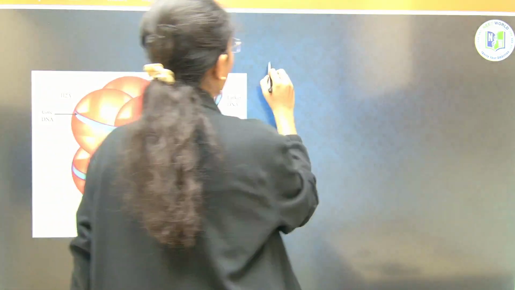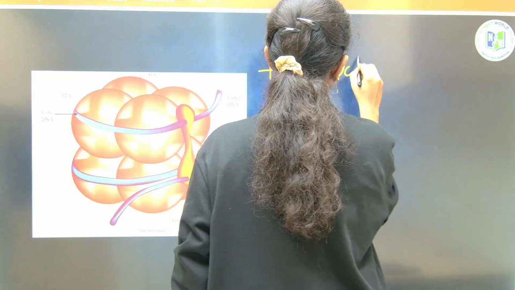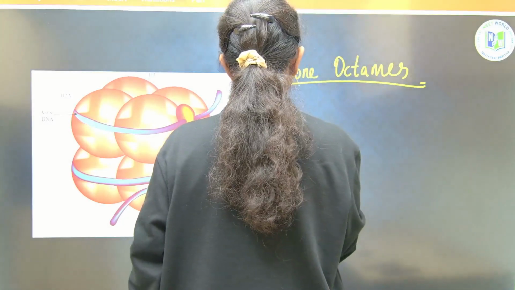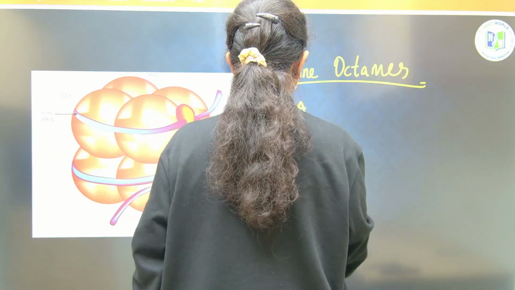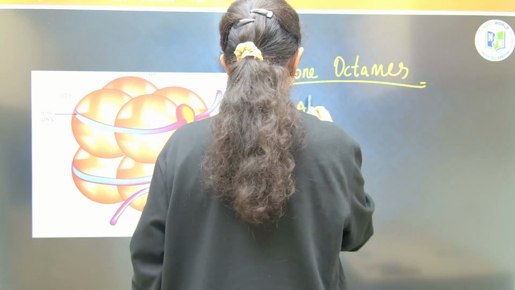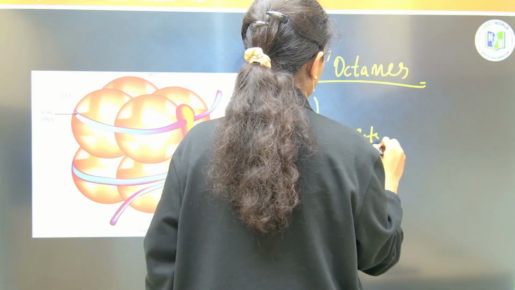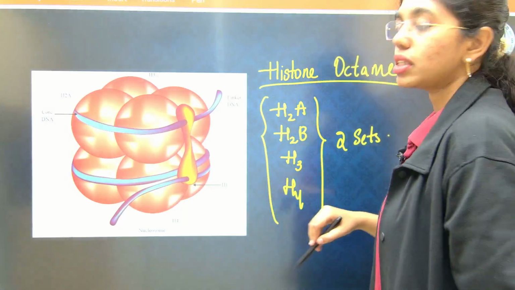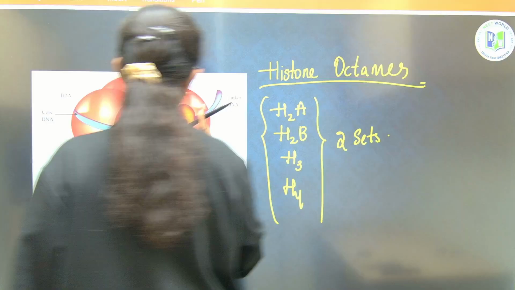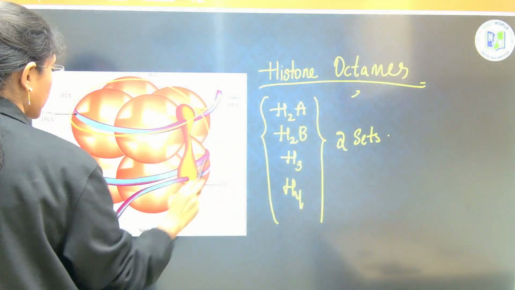Yeah, histone octamer. It has H2A, H2B, H3, H4, and these are present in 2 sets. Okay, 2 sets of this. This histone octamer is being wrapped by what? DNA, which is negatively charged.